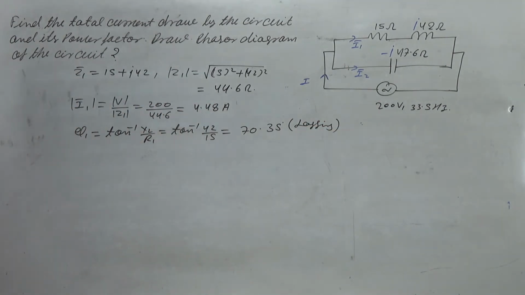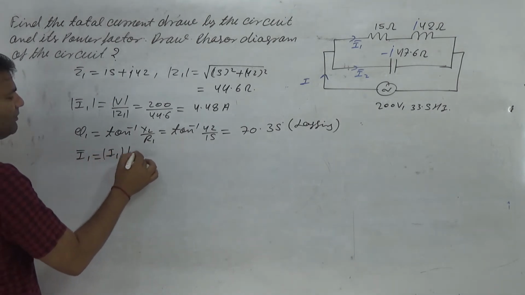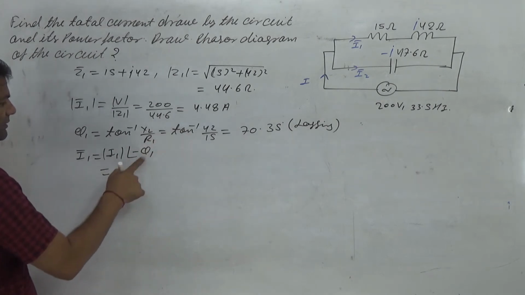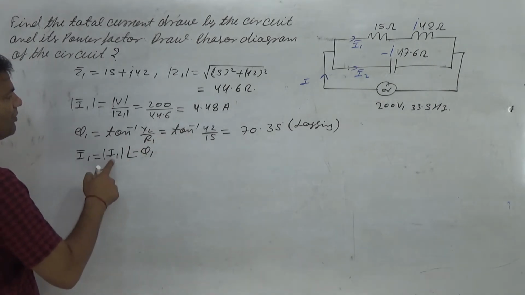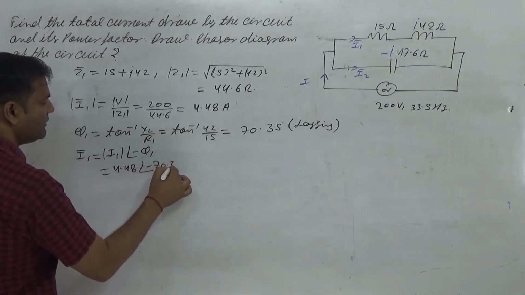So what about I1? Finally, I1 is mod I1 at the angle minus phi 1 because of lagging. That's why I represent minus. So the mod value of I1 is 4.48 at the angle minus 70.35 degree.